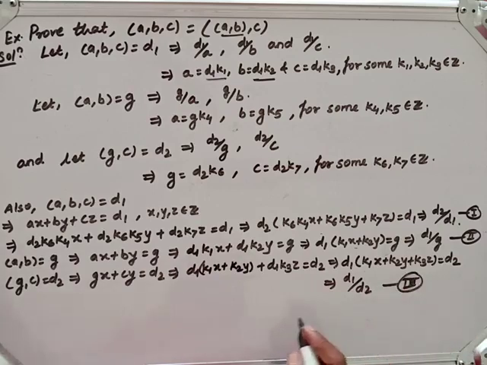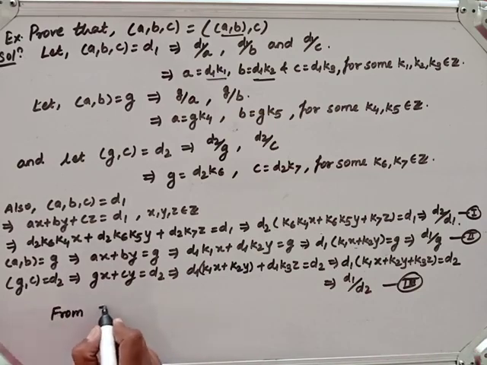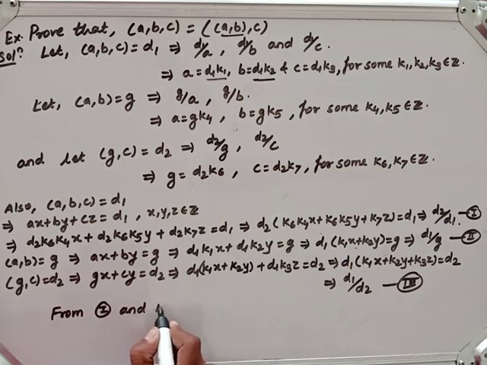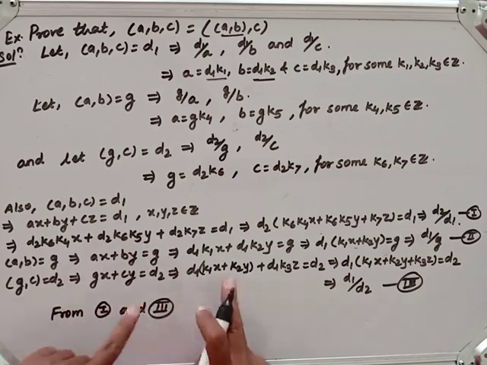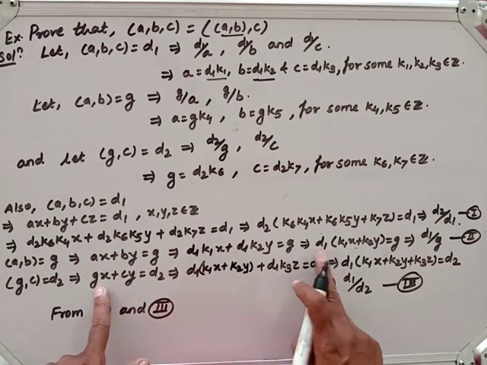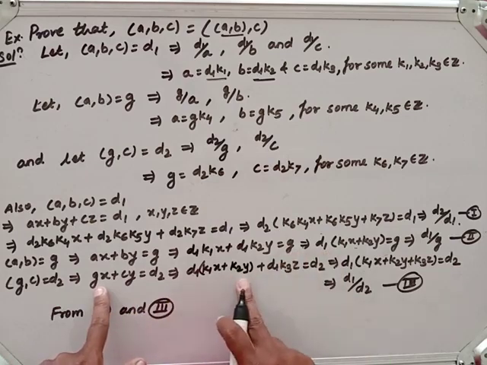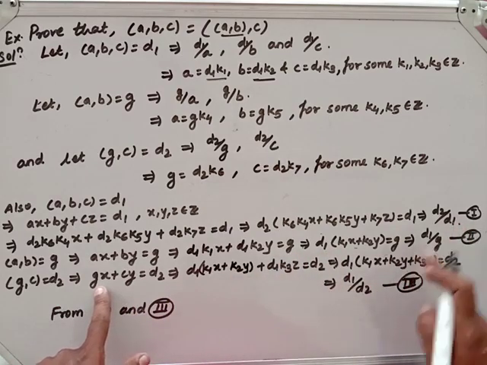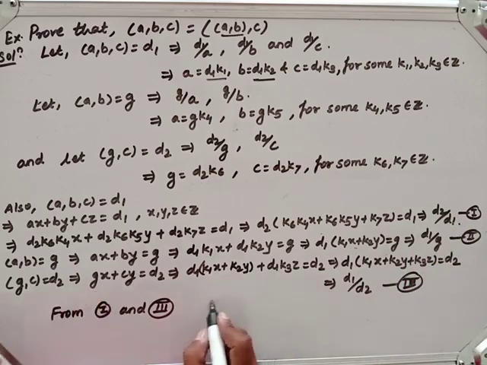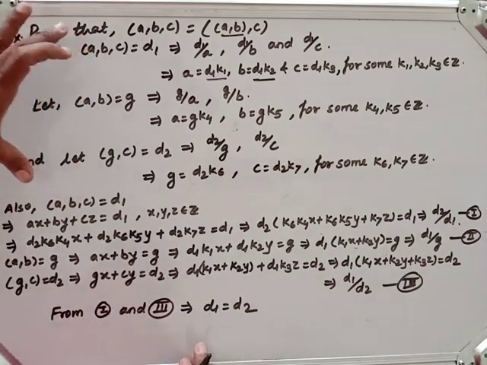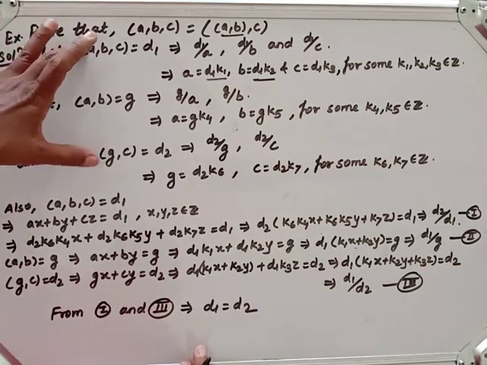Now from 1 and 3. Here I am using the value of G. Fine. Now from 1 and 3, what we get? 1 and 3 give D1 equal to D2. But what are D1, D2? D1 is the GCD of A, B and C, and D2 is the GCD of G and C.